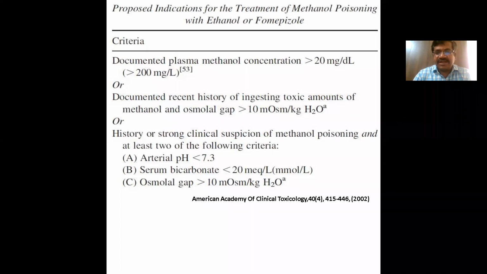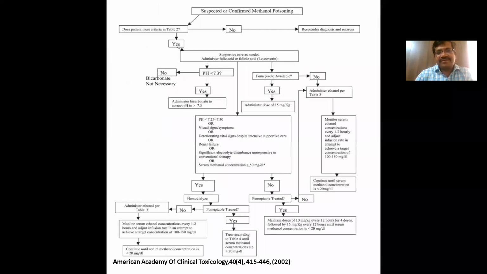the following criteria: arterial pH less than 7.3, serum bicarbonate less than 20 milliequivalents per liter, or osmolar gap more than 10 milliosmolar per kg of water. If these criteria are met, then treatment has to be given with ethanol or fomepizole. And this is the flow chart. It's quite a big flow chart with a lot of things to see here. I'll just summarize it.